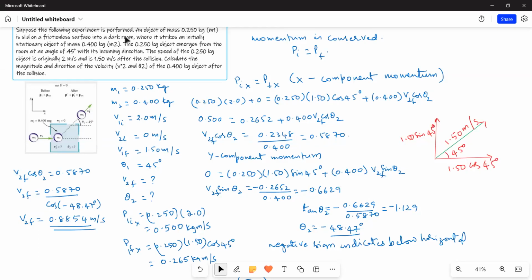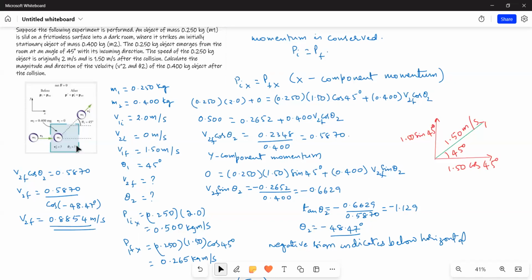Suppose the following experiment is performed. An object of mass 0.25 kilogram is slid on a frictionless surface into a dark room where it strikes an initially stationary object of mass 0.4 kilogram. The 0.25 kilogram object emerges from the room at an angle of 45 degrees with its incoming direction. The speed of the 0.25 kilogram object is originally 2 meters per second and is 1.5 meters per second after the collision. Calculate the magnitude and direction of the velocity of the 0.4 kilogram object after the collision.